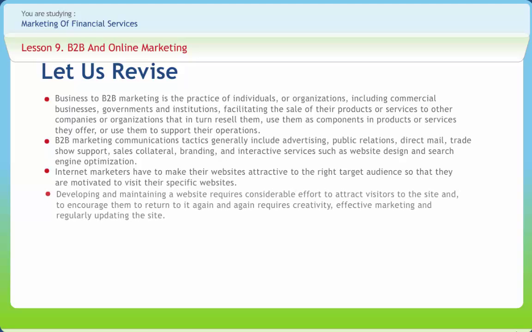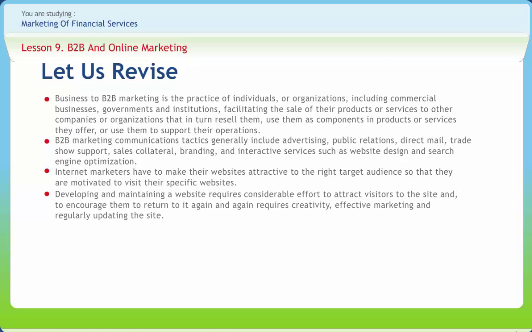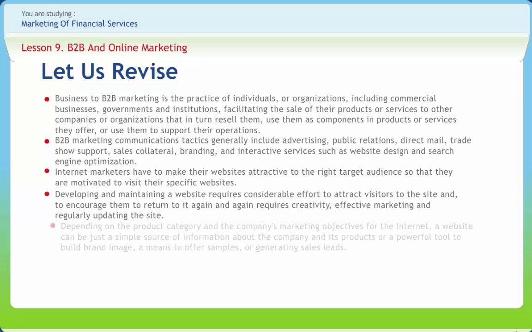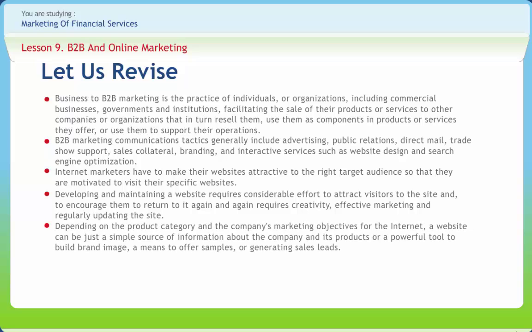Depending on the product category and the company's marketing objectives for the internet, a website can be just a simple source of information about the company and its products, or a powerful tool to build brand image, a means to offer samples, or generating sales leads. To achieve promotional objectives, companies use banners, sponsorships, pop-ups, pop-unders, emails, interstitials, push technologies, contests and sweepstakes, etc.